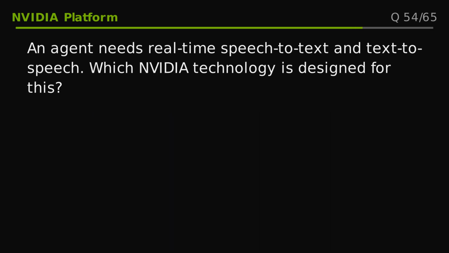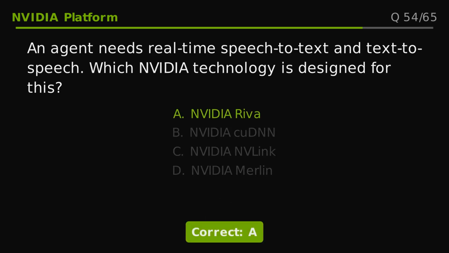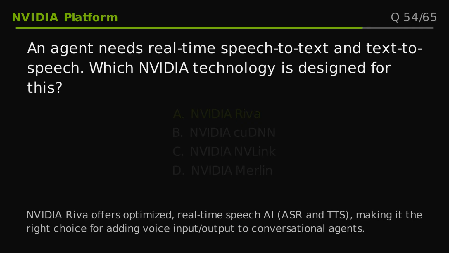Question 54. When an agent needs real-time speech-to-text and text-to-speech, which NVIDIA technology is designed for this? Option A: NVIDIA Riva. Option B: NVIDIA Hanoi. Option C: NVIDIA Apping. Option D: NVIDIA Lerlin. The correct answer is A. NVIDIA Riva offers optimized, real-time speech AI with voice and NLP, making it the right choice for adding voice input and output to conversational agents.